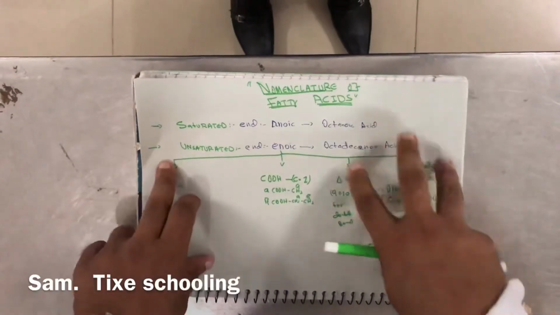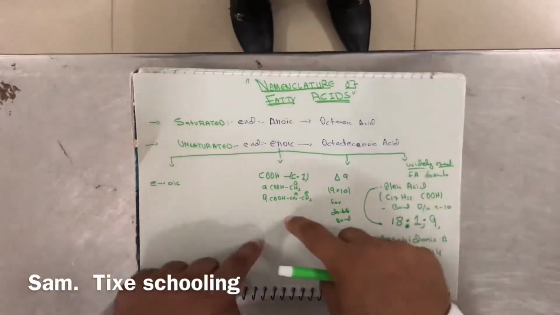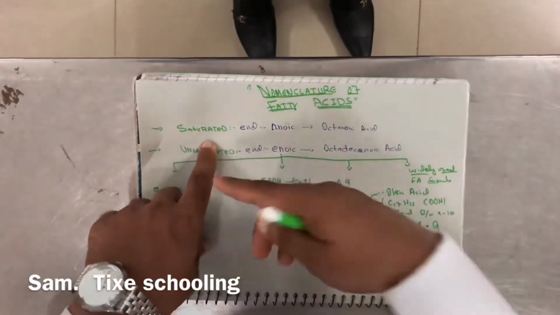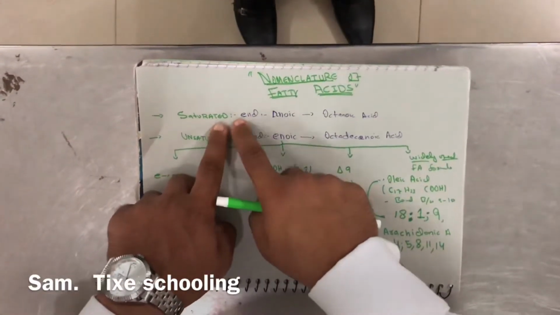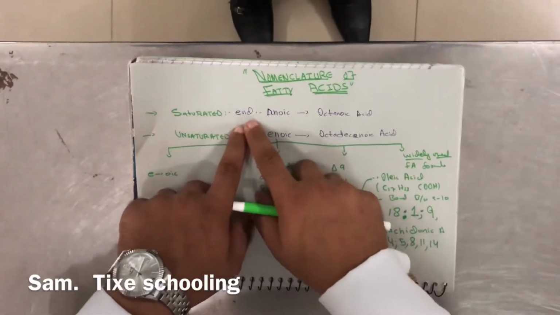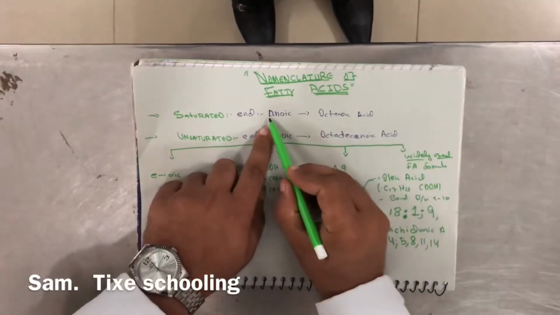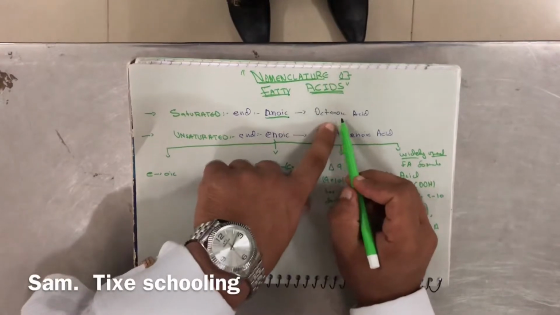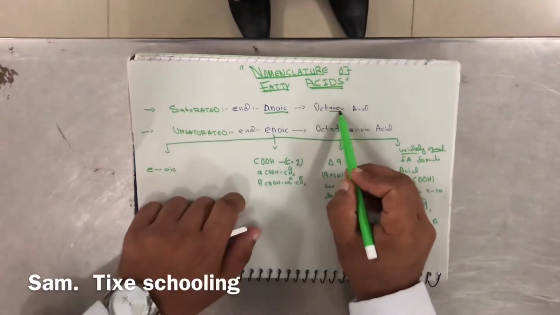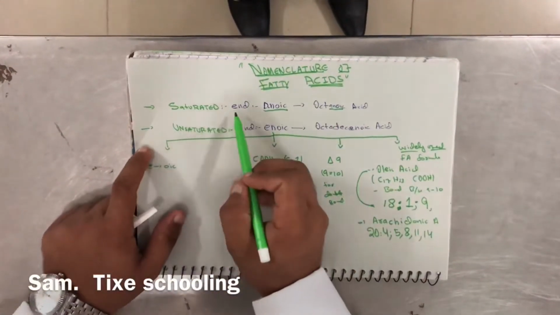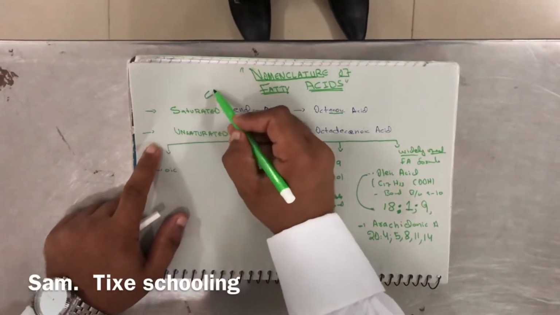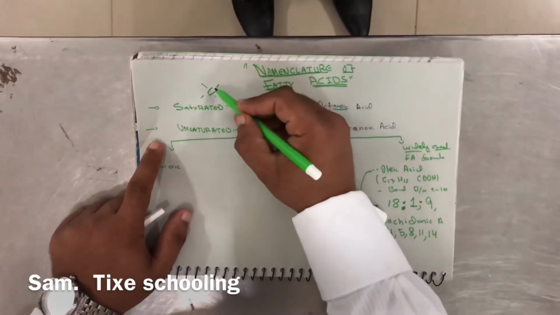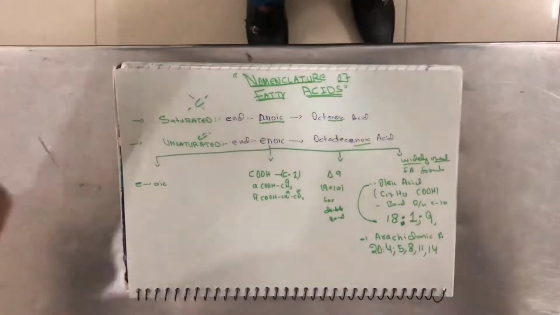So let's get started. Before discussing the nomenclature of fatty acid, we must know one thing: if you have a saturated fatty acid, you will use the ending "anoic acid". An example is octanoic acid. The word "anoic" is added because it's saturated. Saturated means the carbon is completely saturated by other molecules, so there is no double bond between them.